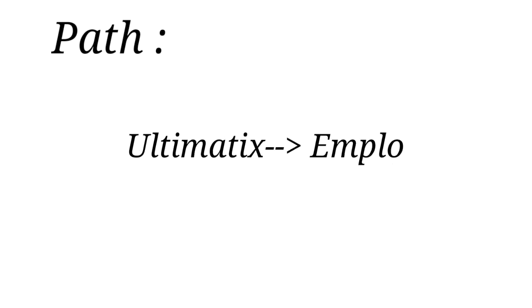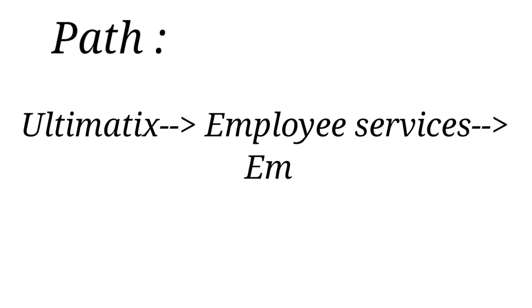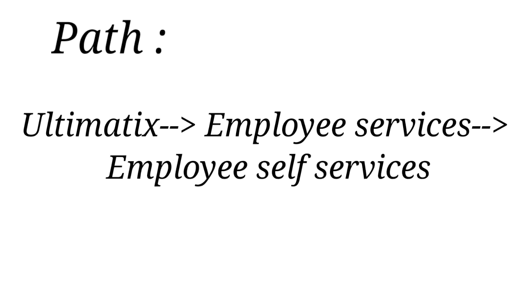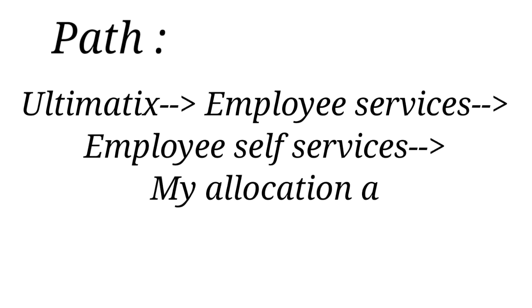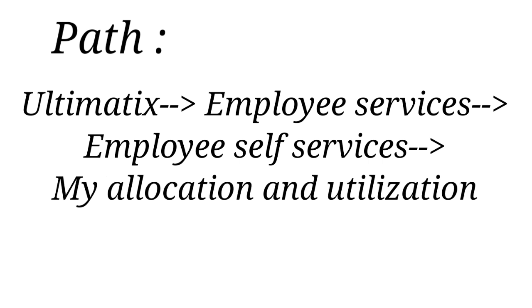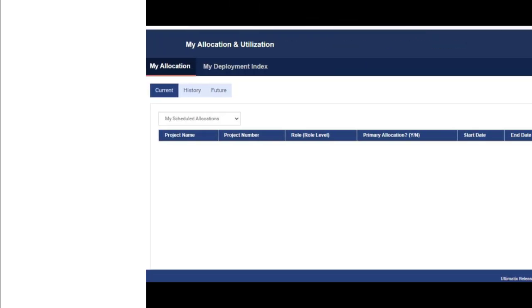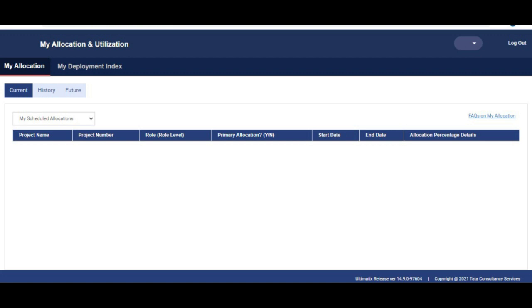The path is: go to Ultimatics and then Employee Services. Under Employee Self Services, My Allocation and Utilization will be there. If you click on My Allocation and Utilization, then you will land on this page. And this is my My Allocation and Utilization page.